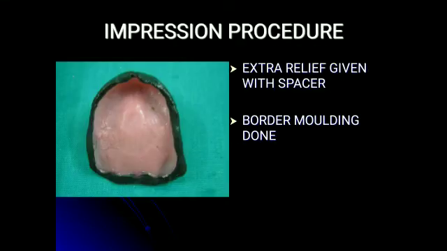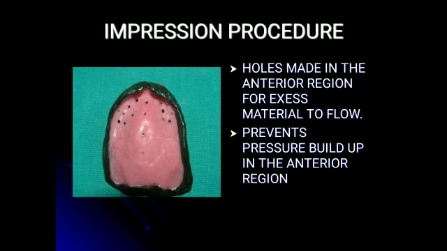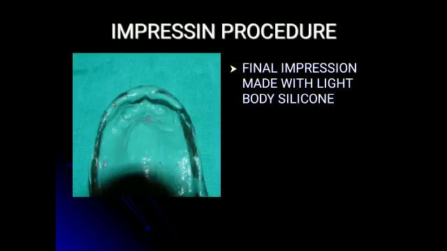These are the impression procedures for combination syndrome. Extra relief can be given with a double spacer, and border molding is done. After that, holes are made in the anterior region for excess material to flow, to prevent pressure build-up in the anterior region. The impression is made with light body silicone.